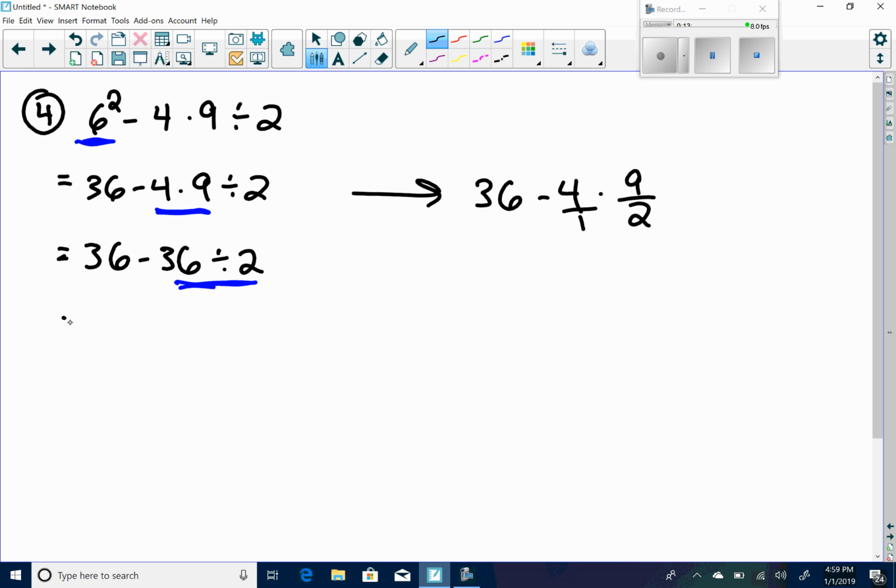So continuing with our problem, I end up getting 36. Keep that minus sign there. 36 divided by 2 will give us 18, and 36 minus 18 is 18.